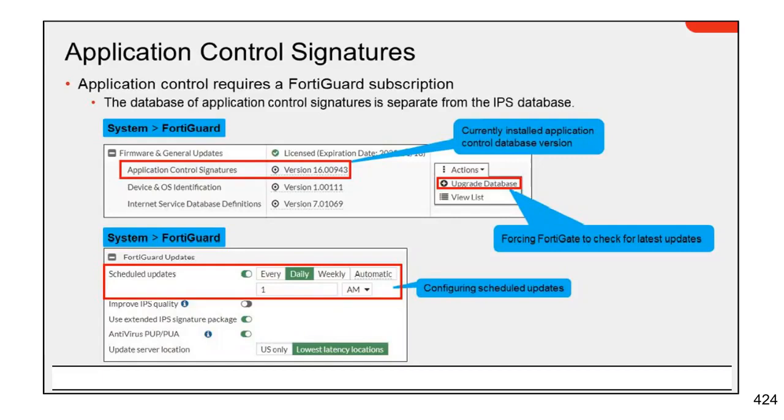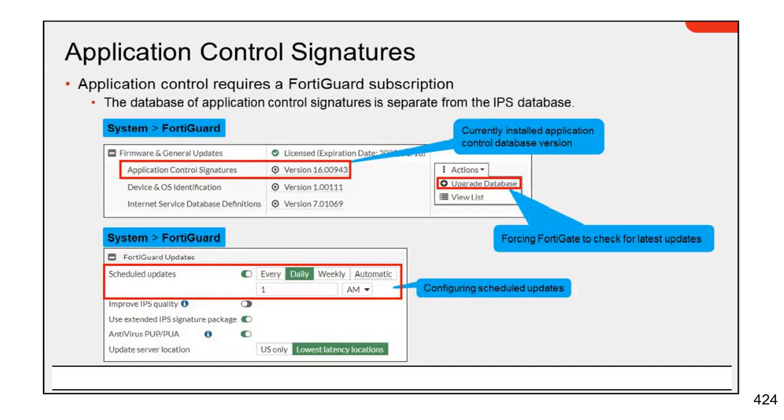You can configure the FortiGate to automatically update its application control signature database. The application control signature database information is only displayed on the FortiGuard page. This is the only place where you will be able to know the version number. Can you see this red block? Application control signatures, and the version is 16. So this is the only place where you will be able to get the information about the version.